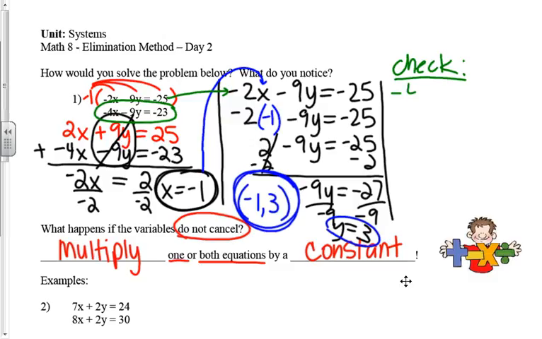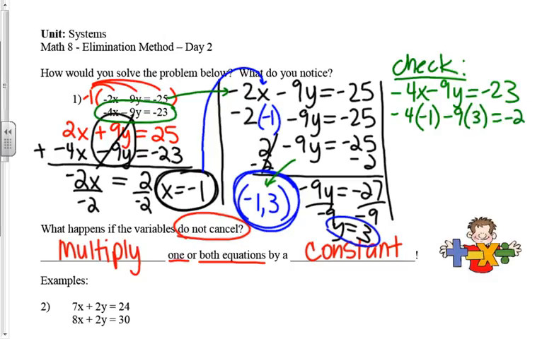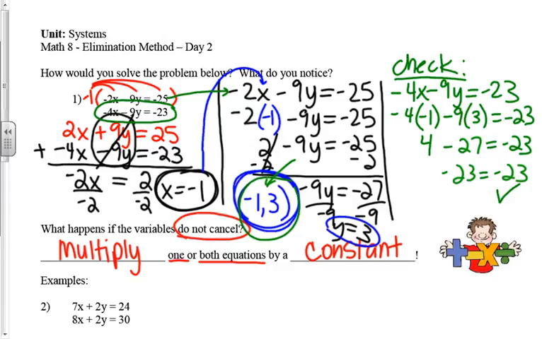So I'm going to write down negative 4x minus 9y equals -23. And then I'm going to substitute each value that I found into the problem. So -4 times -1 minus 9 times 3 equals -23. So I get 4 minus 27 equals -23. -23 equals -23, and it checks. So my answer of -1, 3 is correct.